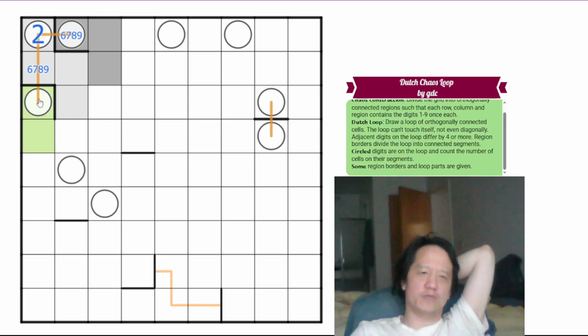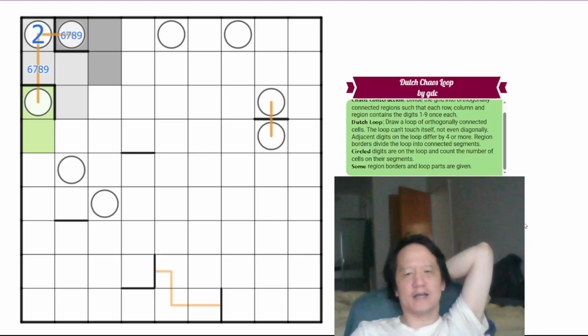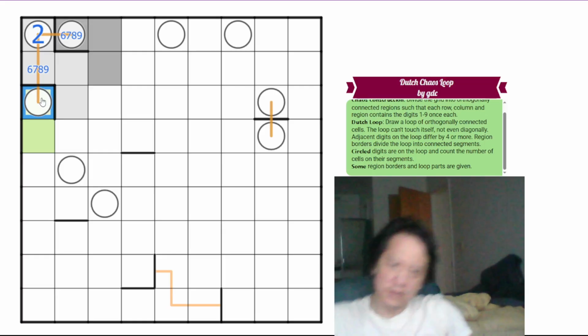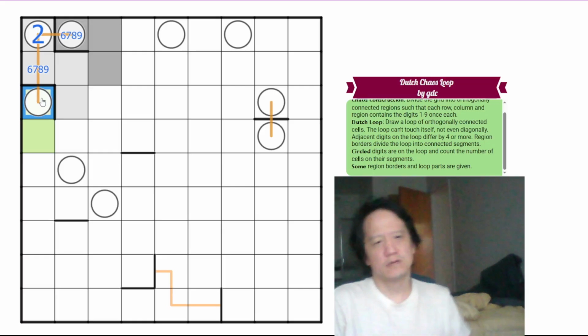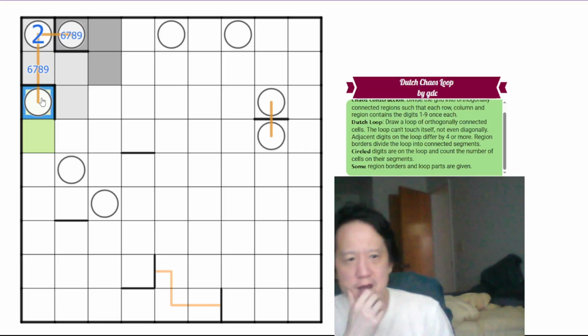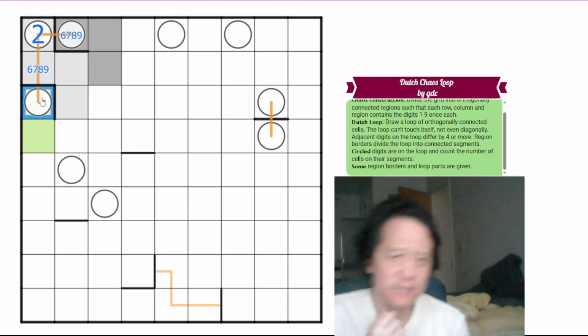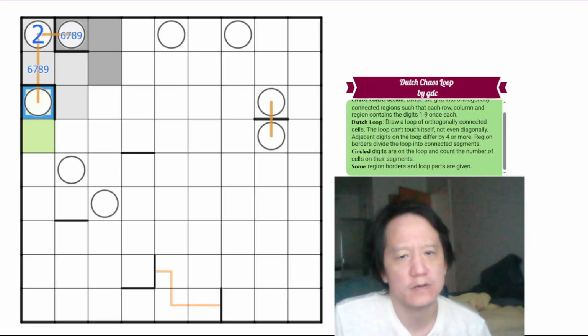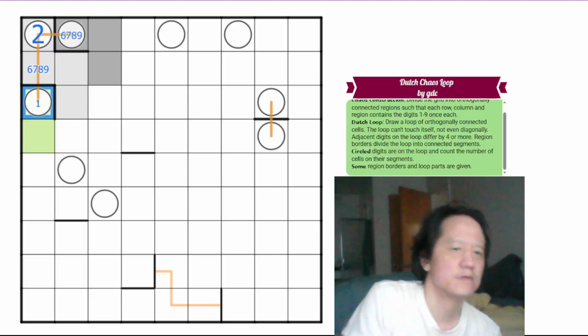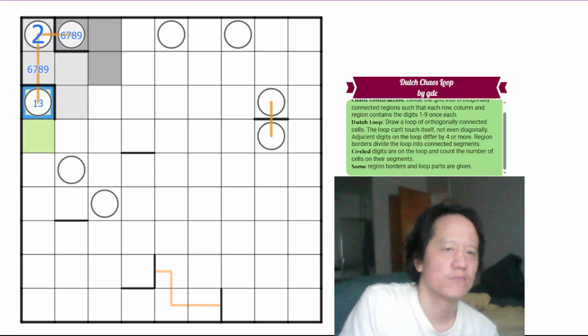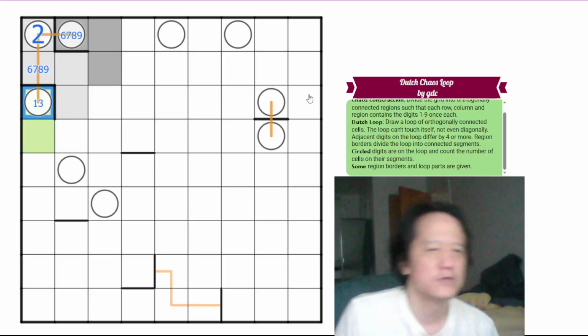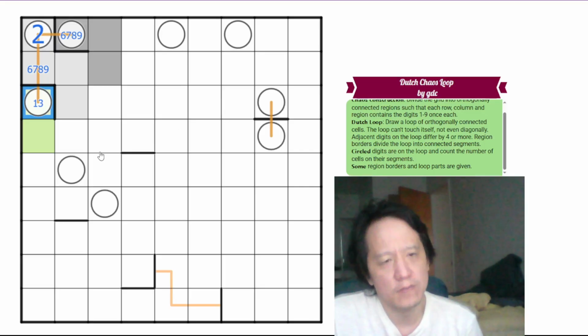Why can't this be 1 again? Maybe that's the problem. Maybe this has to be 1. Why can't it be 1? I guess maybe that was the problem then. Yeah, this could be 1. Hmm. It's only 1 or 3.